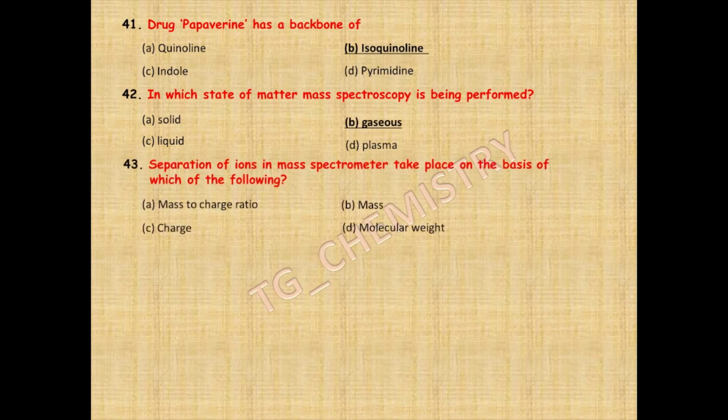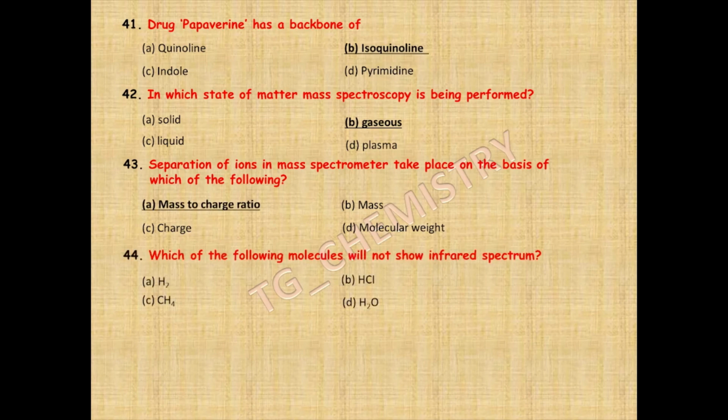Next is, the separation of ions in mass spectrometer takes place on the basis of which of the following? Options are mass to charge ratio, option B mass, option C charge, option D molecular weight. Now the right answer is option A, mass to charge ratio.